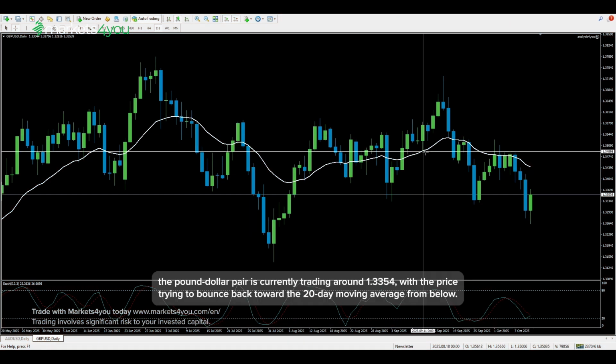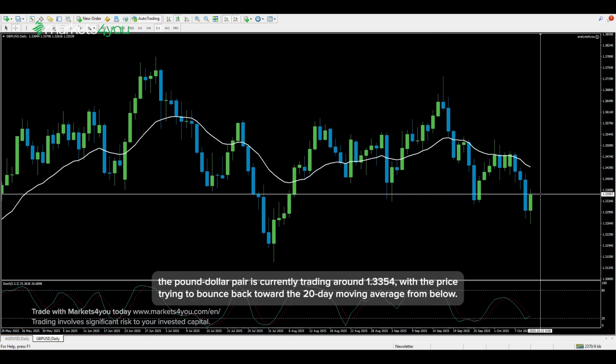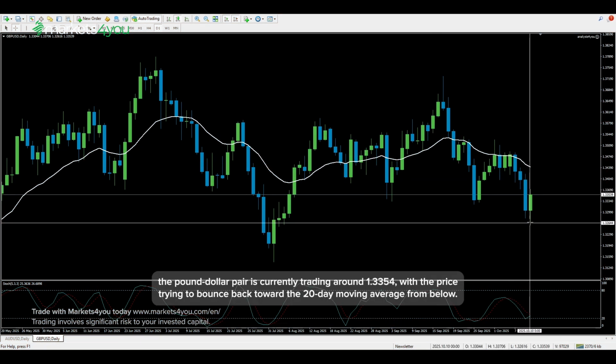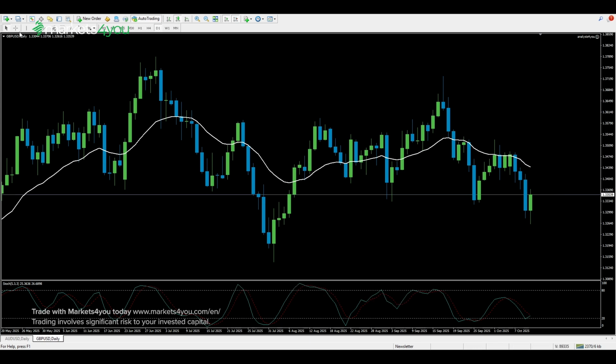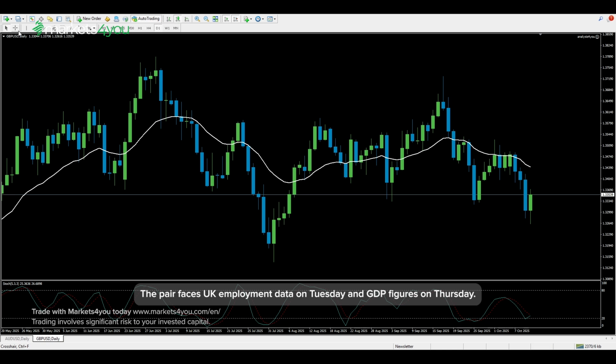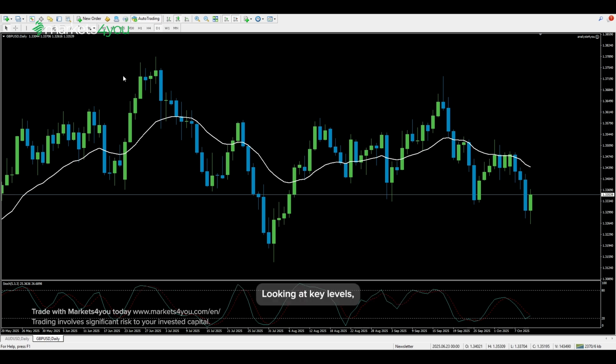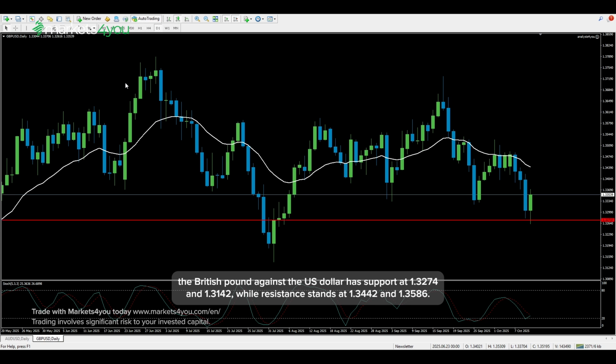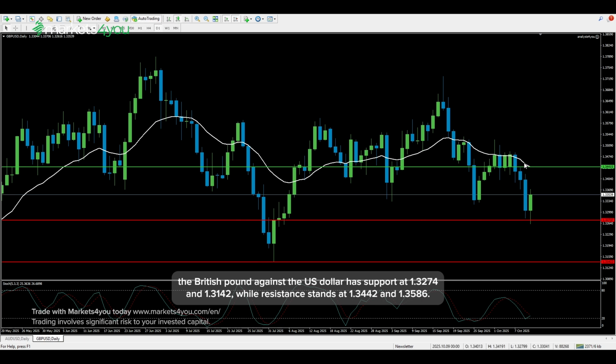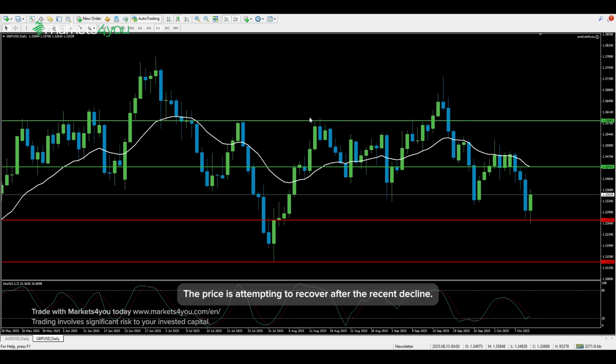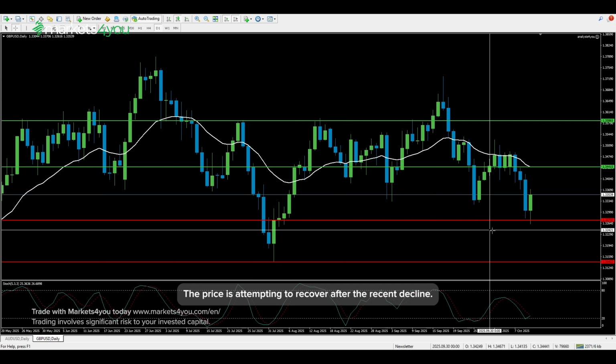Now, let's turn to the British pound against the US dollar. On the daily chart, the pound-dollar pair is currently trading around 1.3354, with the price trying to bounce back toward the 20-day moving average from below. The pair faces UK employment data on Tuesday and GDP figures on Thursday. Looking at key levels, the British pound against the US dollar has support at 1.3274 and 1.3142, while resistance stands at 1.3442 and 1.3586. The price is attempting to recover after the recent decline.